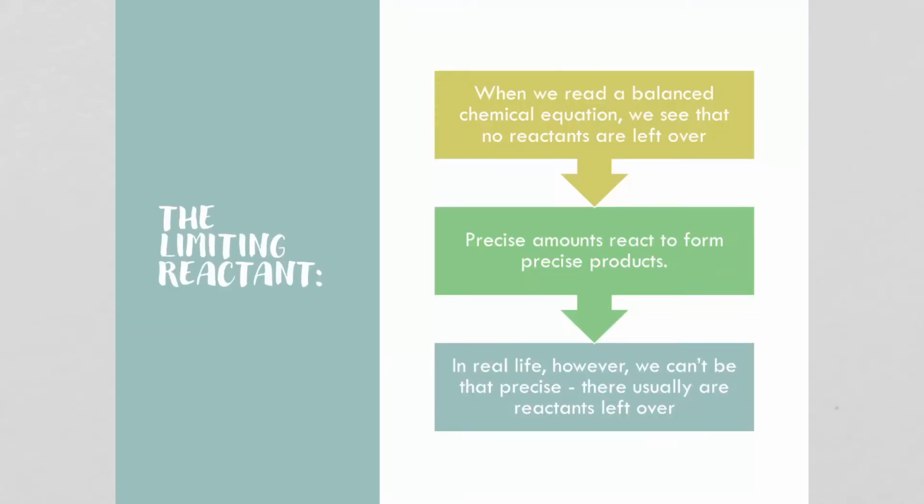So remember, when we read a balanced chemical equation, we see that no reactants are left over. A balanced chemical equation tells us that precise amounts react to form precise products. But in real life, we can't be that precise. There's usually reactants left over of one of the types.